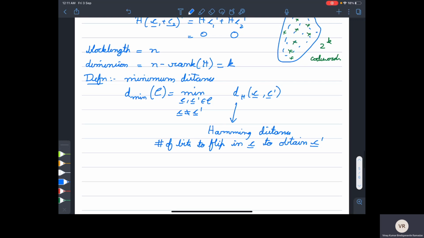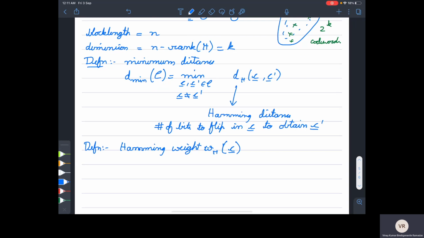So if you define the Hamming weight W_H of a code word C to be the number of ones in C, then the Hamming distance between C and C prime is the Hamming weight of C plus C prime, because on a binary field minus and plus are the same, and hence this can be written in the following form.